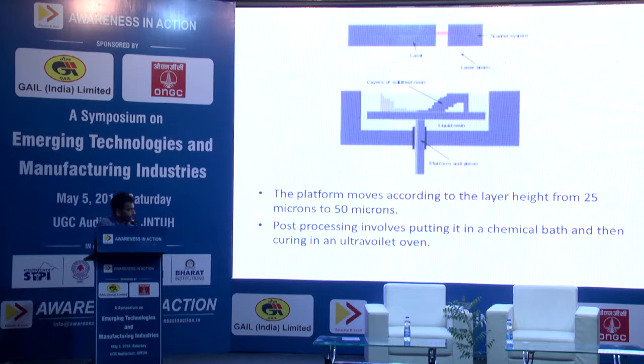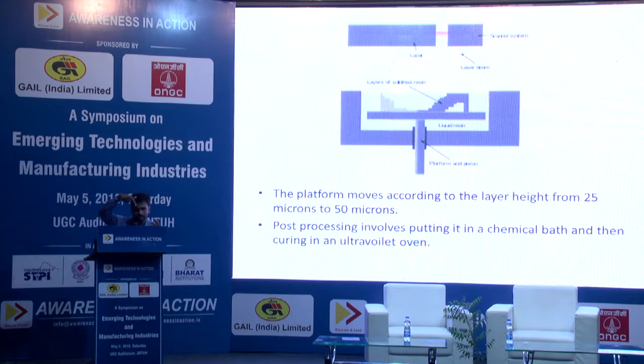So in SLA, there are two approaches, a top down and a bottom up approach. In a top down and a bottom up approach, the Z axis is moving either from top to bottom or from bottom to up. Instead of the hot end, what we use here is a laser. So basically a vat of resin is taken, and on top of that you have the laser module.